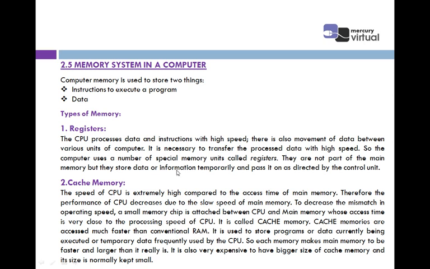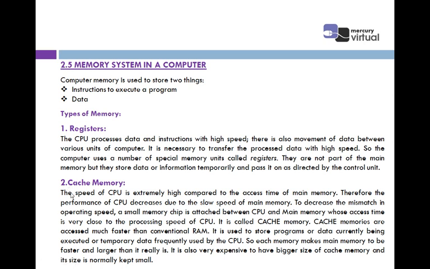But they store data or information on a temporary basis and pass it on as directed by the control unit. Temporary basis means it stores for the time being. After some time it is deleted automatically from the memory and then passed on as directed by the control unit. Means whenever there is a requirement for the control unit to pass these instructions, these data to another functional unit, all these are done by the registers. So this is the first memory, which I finished right now.